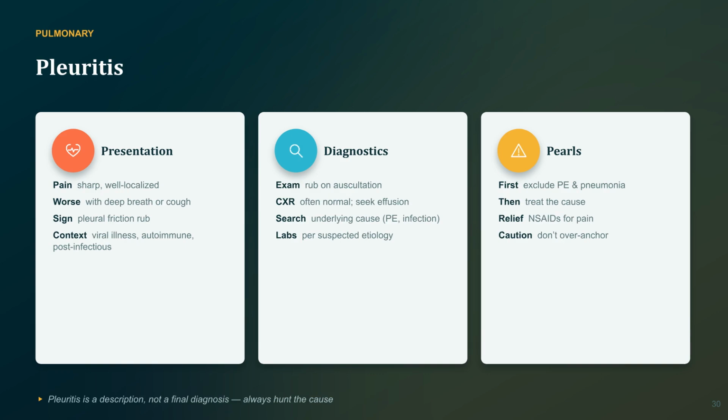Finally, pleuritis is an inflammatory condition that causes sharp, localized, and breathing-related pain. Because it is a descriptive diagnosis, you must always look for an underlying cause like an infection or pulmonary embolism before finalizing your treatment plan.